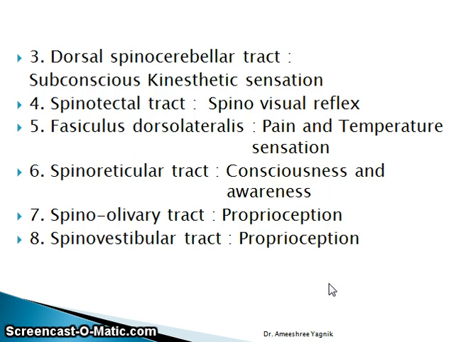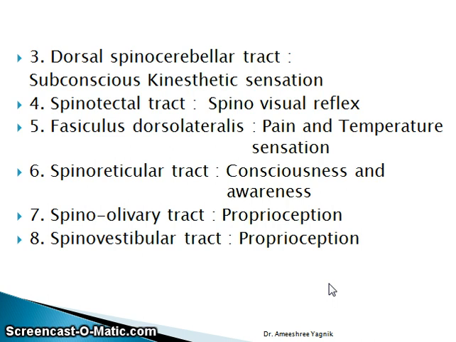Now dorsal spinocerebellar tract, the main function again is subconscious kinesthetic sensation. Spinotectal tract, the main function is the spino-visual reflex. What is the spino-visual reflex? That is the movement of the head in response to visual stimuli. Fasciculus dorsolateralis, pain and temperature is its main function. Spino-reticular tract, consciousness and awareness is its function. And spino-olivary tract, proprioception.